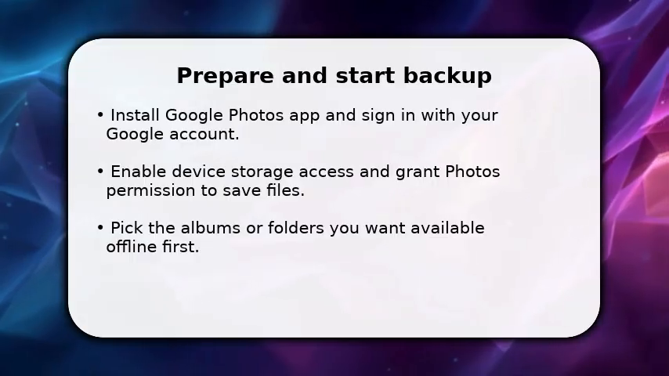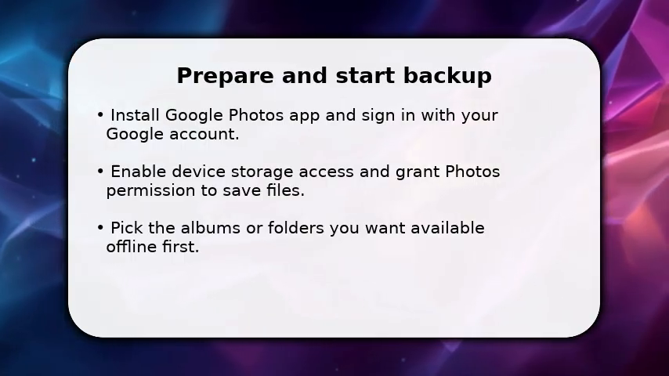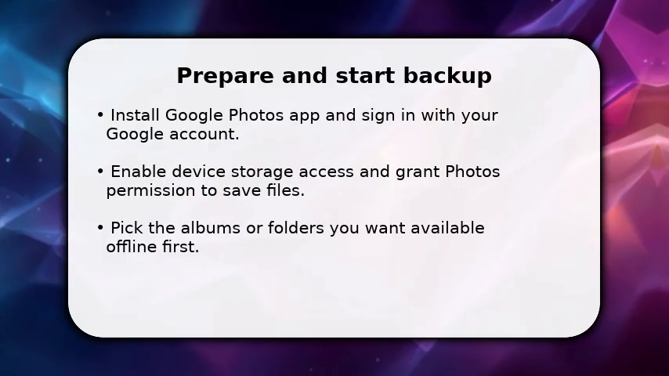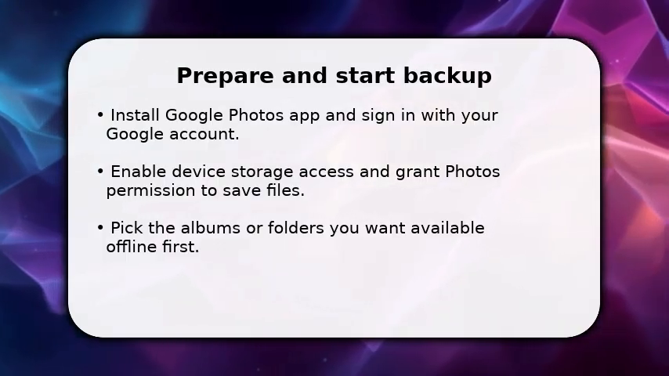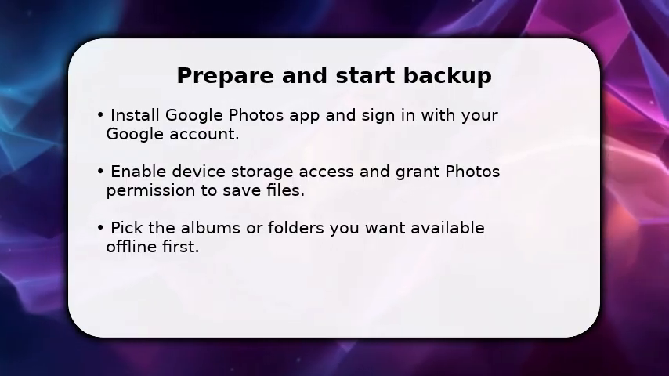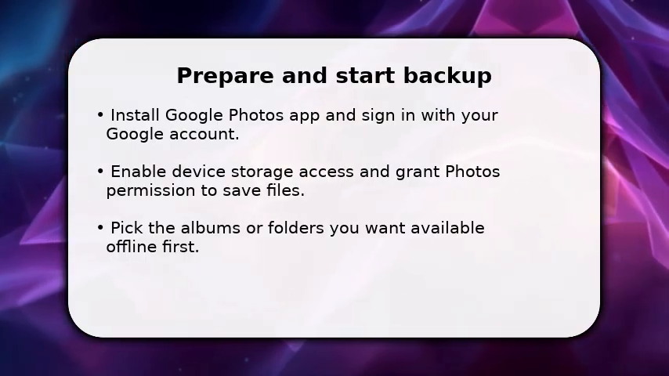You'll begin by preparing a few essentials and starting the first sync. Open Google Photos, sign in, and grant storage permissions so the app can save image files. Next, choose specific albums or folders to prioritize. This reduces data and ensures the exact content you need is cached.